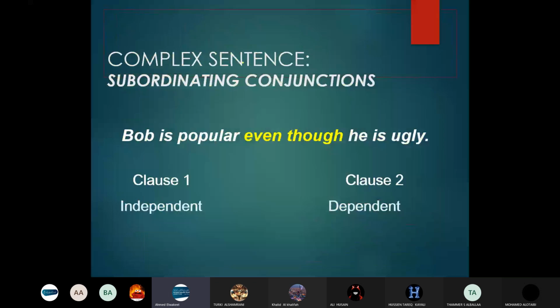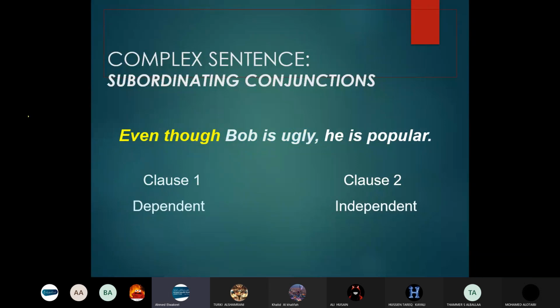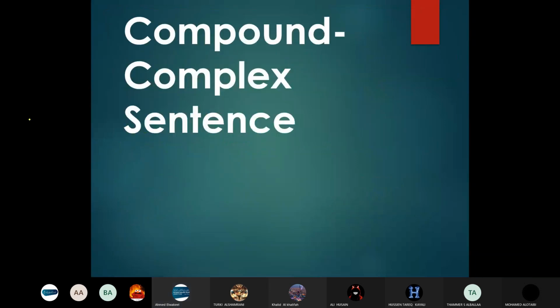Another sentence. Bob is popular. That's a simple one. Even though he's ugly. Lucky him. So even though here is a subordinating conjunction that made the second clause a dependent clause. This clause cannot stand alone: even though he is ugly. What happened? Bob is popular. Or even though Bob is ugly, he is popular.